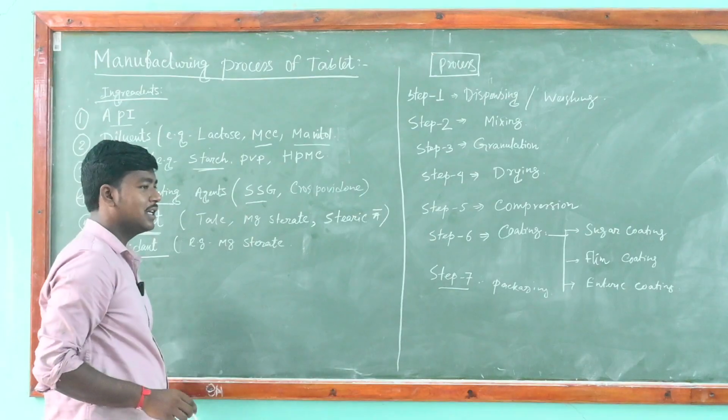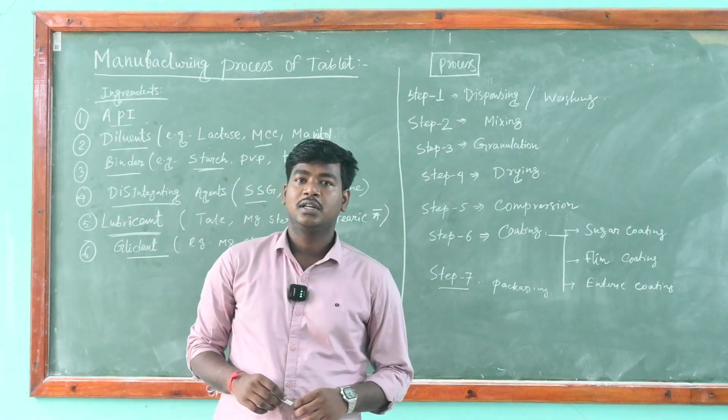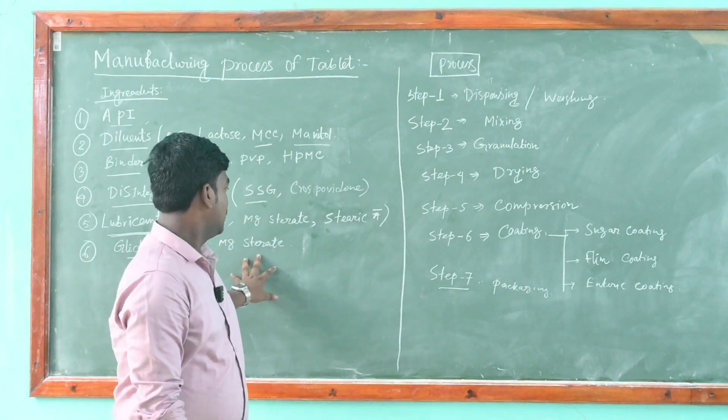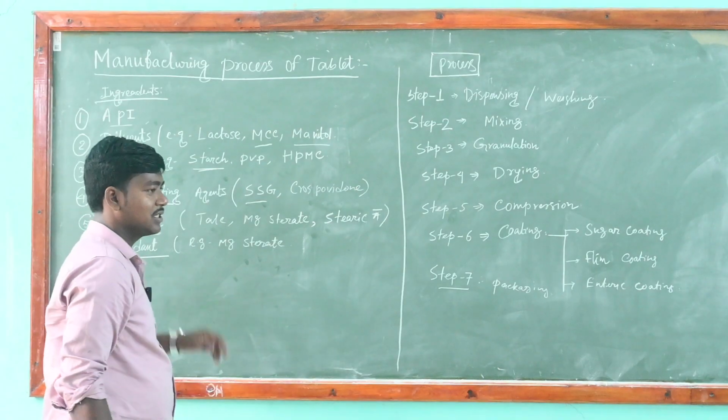And next one is glidant. Glidant basically increases the flow property of the tablet, and it also increases the solubility of the drug particle. So these are the ingredients that basically act as excipients for the tablet manufacturing process.